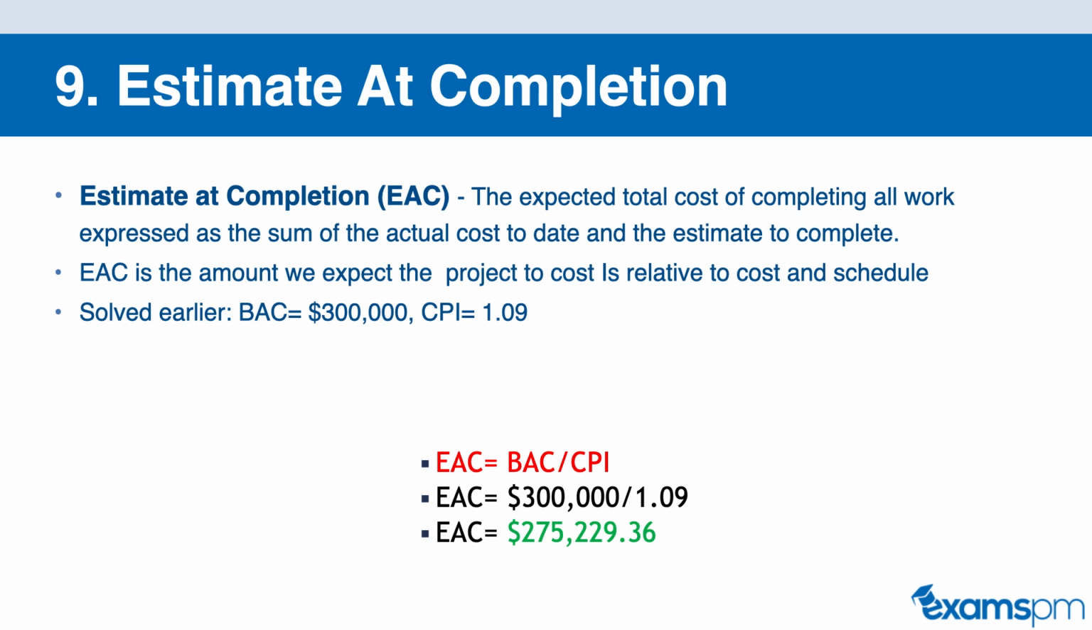that if our cost continue to progress at the rate that it has in the first 4 weeks, then we can complete this entire project for $275,229 instead of $300,000, which is good because we're coming below budget. So we're actually doing better on cost than what we have planned to do, and the EAC reflects that.